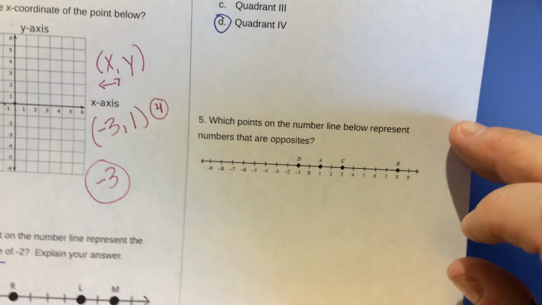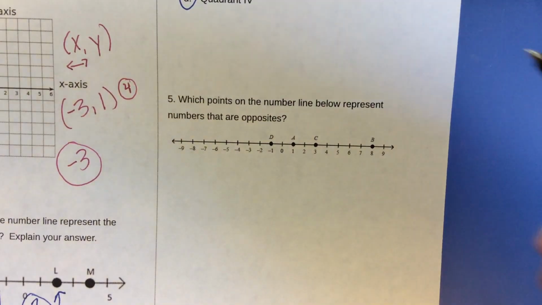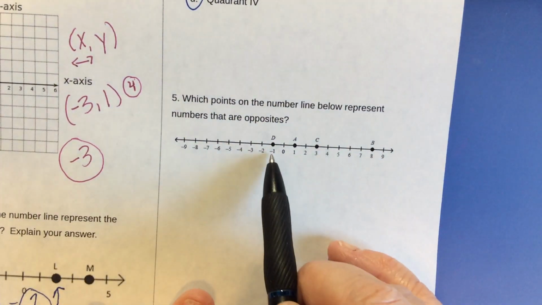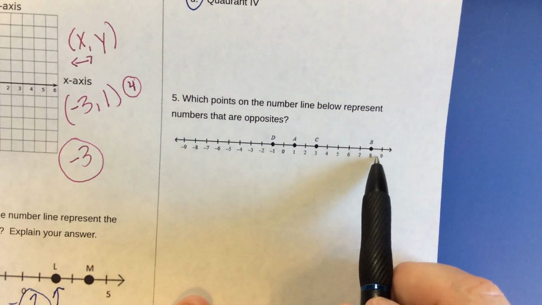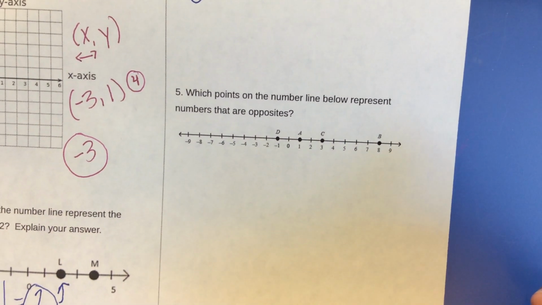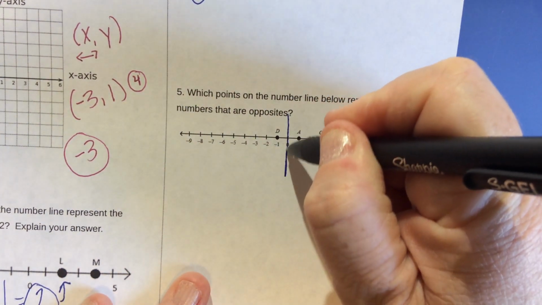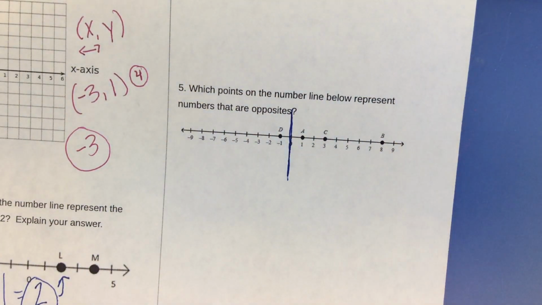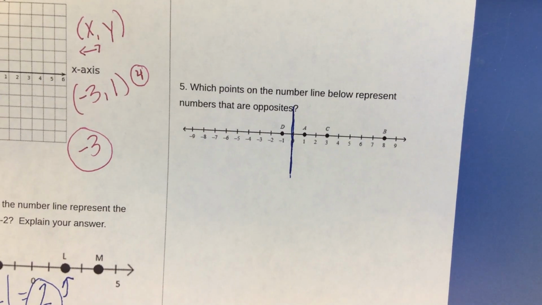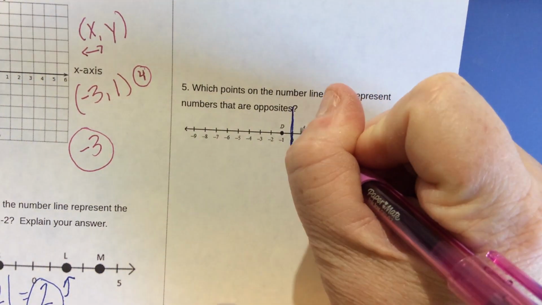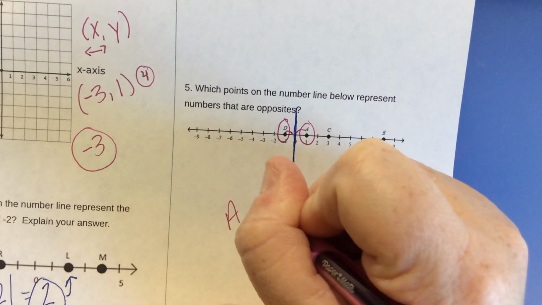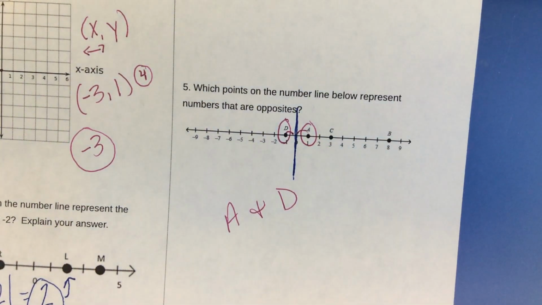Okay, this one, a lot of people did really well if you actually read it and tried to answer it. Which points are opposites? So I have a -1, a 1, a 3, and an 8. Remember, opposites are two numbers that are the same distance from 0. So if here's my 0, I need numbers that are on opposite sides of 0. One is positive and one is negative, but the numbers look the same. They are the same distance from 0. So look at this. 1 and -1 are the same distance from 0. So it is A and D.